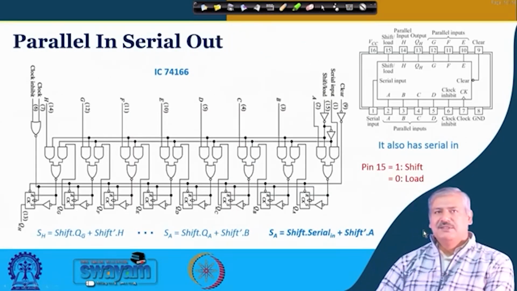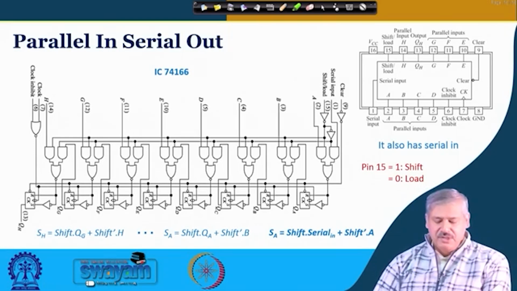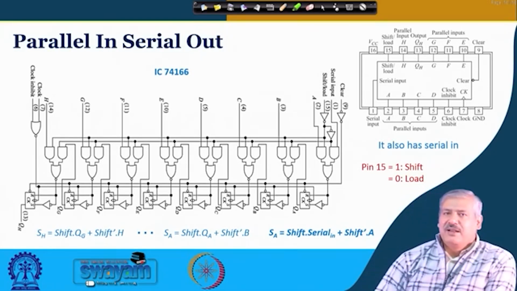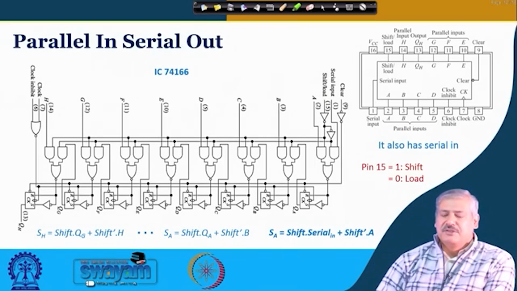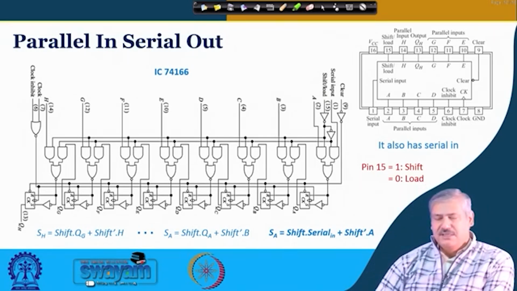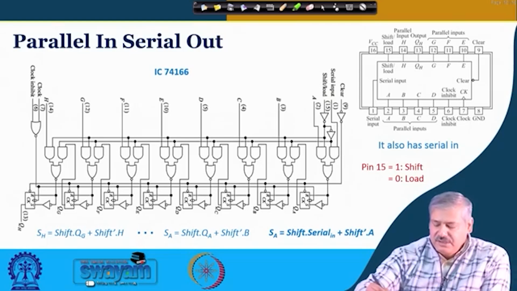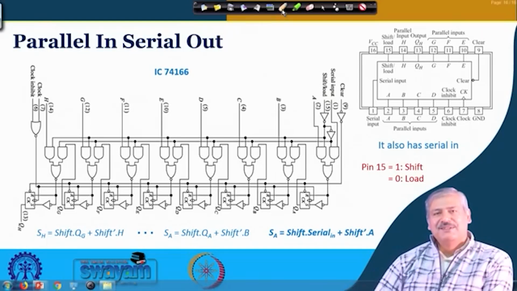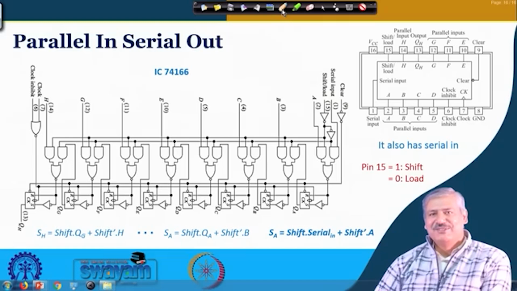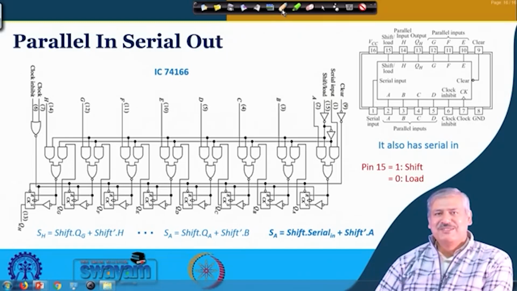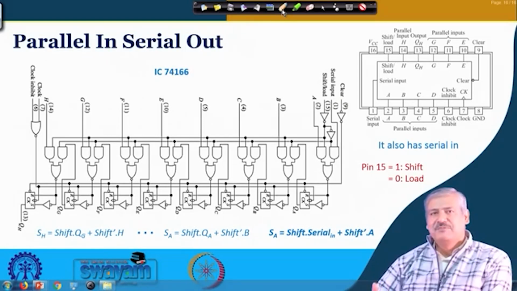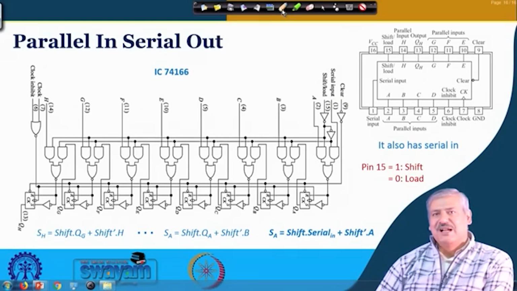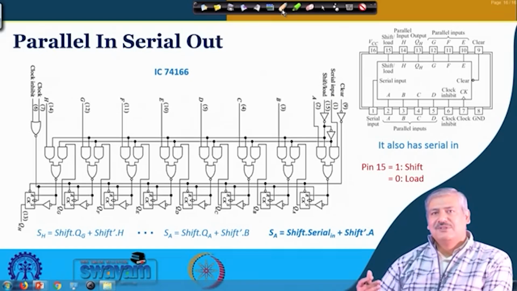Now, let us look at the other variety, parallel in, serial out. Okay. So again we take up an actual, practical circuit which is in use, which is IC 74166. Okay. In this, what you see looks a bit complicated. Slowly we are moving into more complicated circuits. The first one we saw is parallel in, parallel out, but then you see that it provides a little bit of additional control operation.